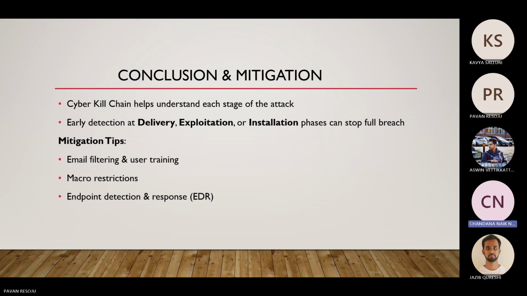Cyber kill chain helps understand each stage of the attack. Early detection at delivery, exploitation, or installation phases can stop a full breach. Defenders can comprehend every phase of the assault life cycle by analyzing the Word document phishing attack using the cyber kill chain. Organizations can stop attackers from accomplishing their goals by detecting and preventing actions earlier in the chain, particularly during delivery, exploitation, and installation. This is our presentation. Thank you.